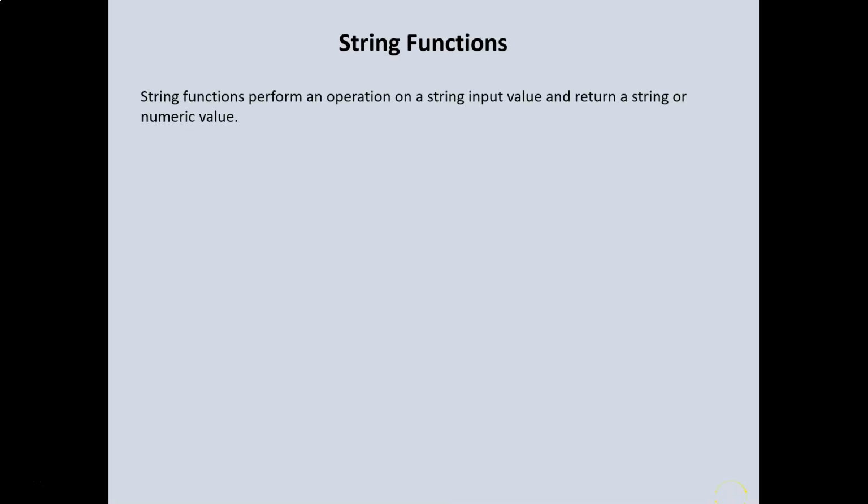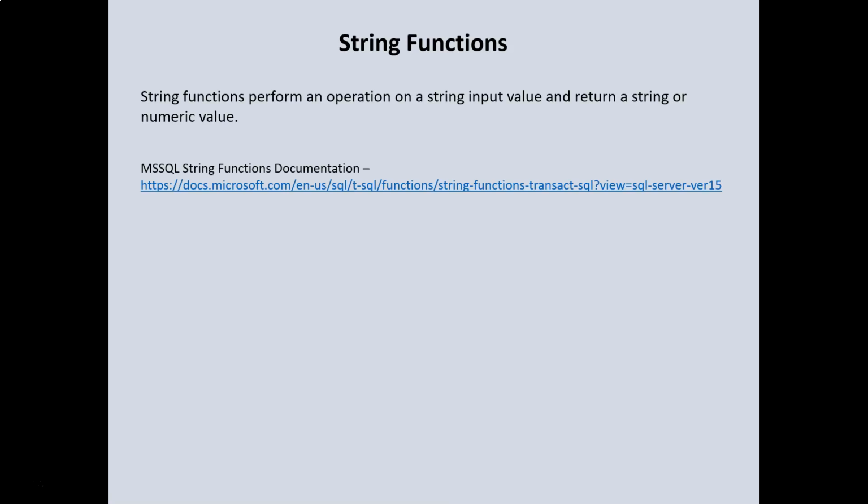String functions are used to perform different operations on string values or character values. The way it works is that we'll have a string input value, and then we perform the operation, which then results in a different string or numeric value. So we have an input value, and then you have an output value based on the type of string function that we perform. Here we have a link to the Microsoft SQL string functions documentation.